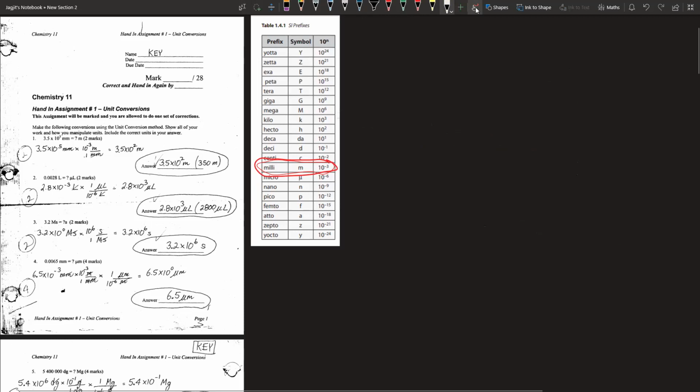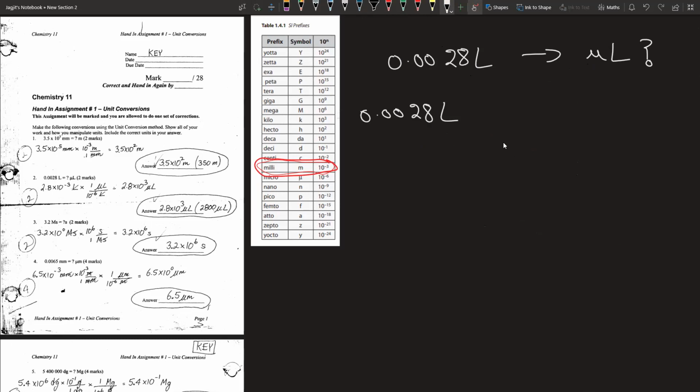Okay, let's try another one. In the next question, they gave you 0.0028 liters, and they said convert it to microliters. You want to rewrite this in microliters. Guys, the steps are exactly the same. If you want, you can change it to scientific notation, but we haven't talked about scientific notation yet. We'll talk about it afterwards. You can just rewrite it like this.